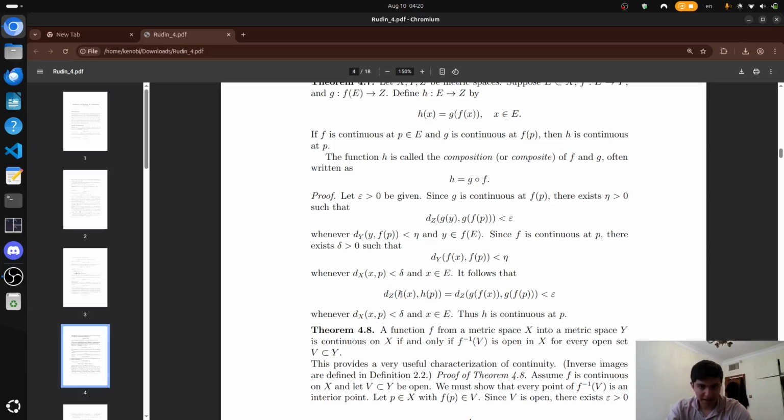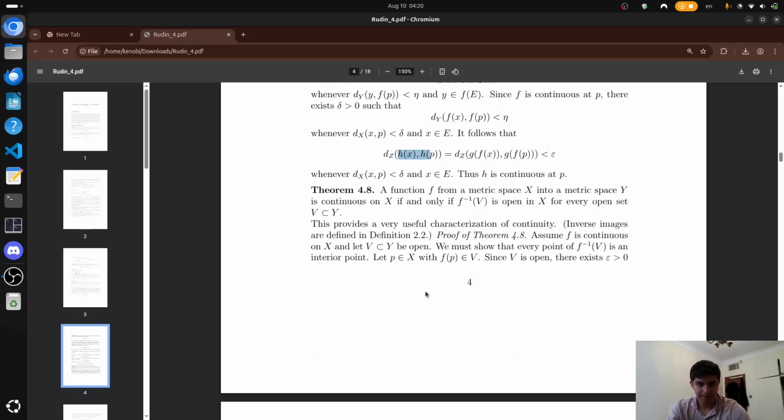It follows that d_Z(h(x), h(p)) = d_Z(g(f(x)), g(f(p))) is less than epsilon. Okay. A function f from a metric space X into a metric space Y is continuous on X if and only if f inverse of V is open in X for every open set V in Y.